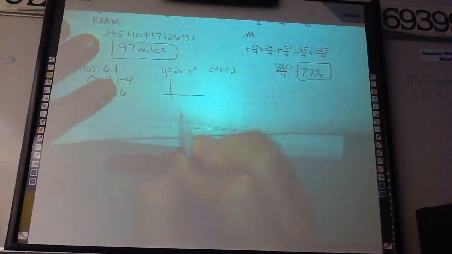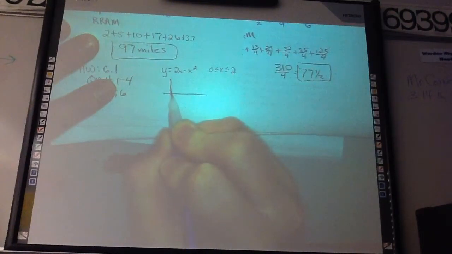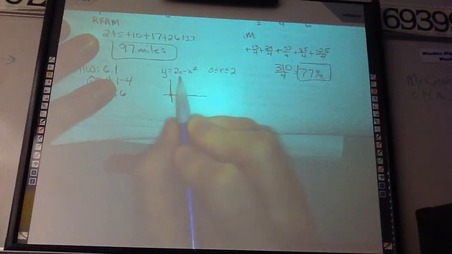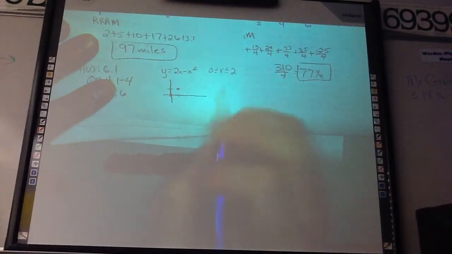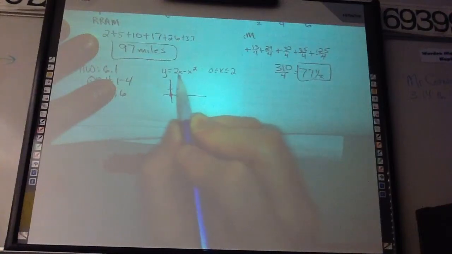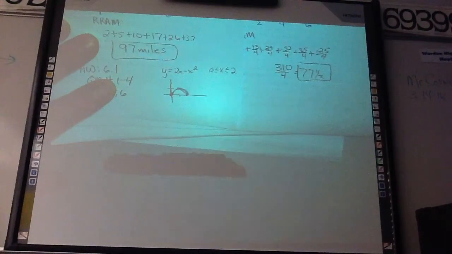How far, you know what I'm saying? If I plug in 0, what do I get for y? 0. Plug in 1. 2 minus 1 is 1. That's weird, it went up. Plug in 2, 4 minus 4, it's back to 0. So it is an upside down parabola, but it's right there like that.